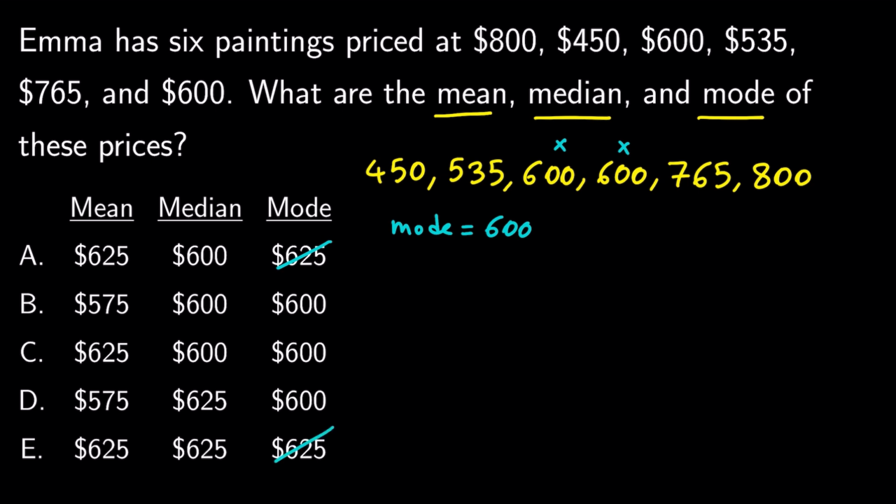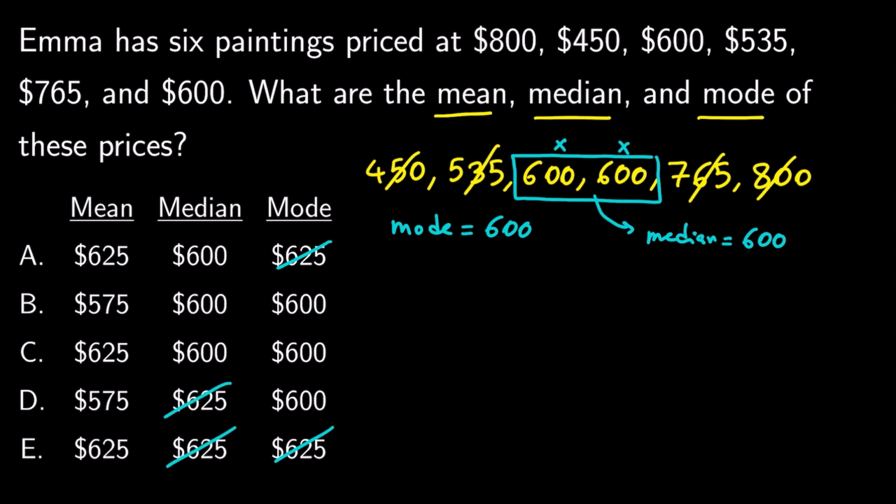Now let's find the median. The median is the value in the middle of the list. To find it, we could cross out the values from top and bottom of the list simultaneously and arrive at two values that are in the middle of the list. We take their average, which is 600, and that's our median. So median equals 600. Again, we cross out the wrong answers.